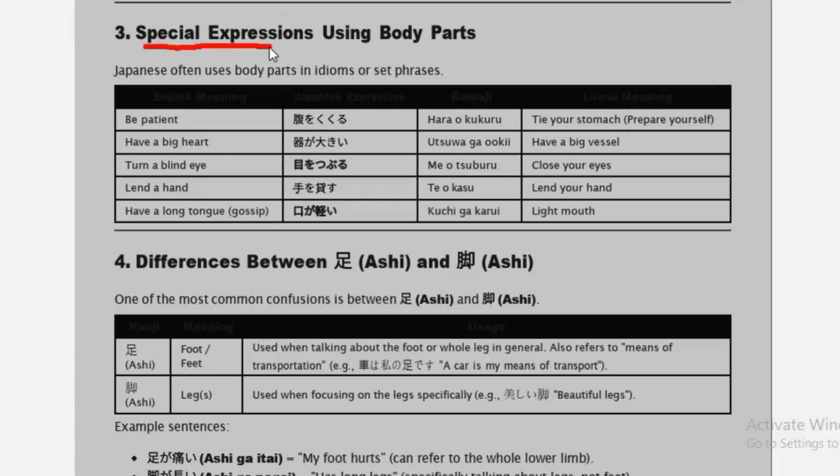Special expressions using body parts. Be patient: hara o kukuru means tie your stomach. Have a big heart: utsuwa ga okii. In the literal sense, it means have a big vessel.